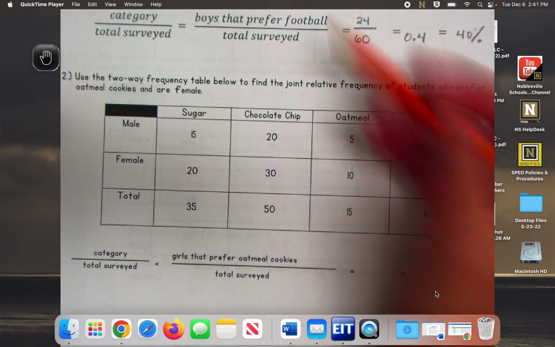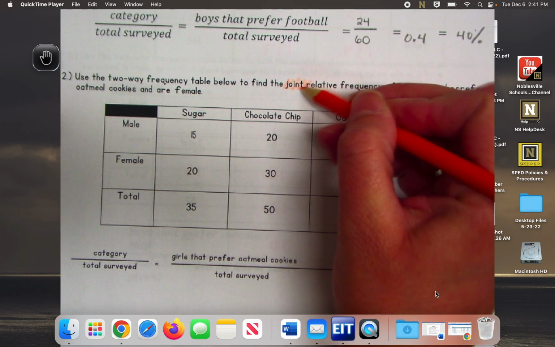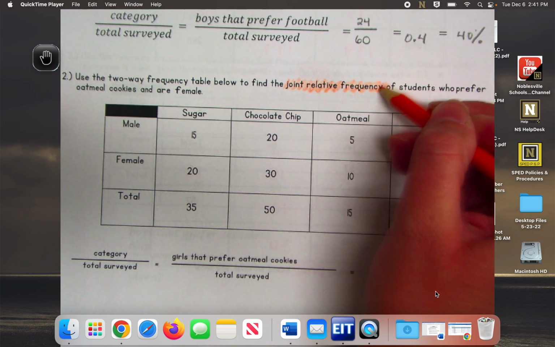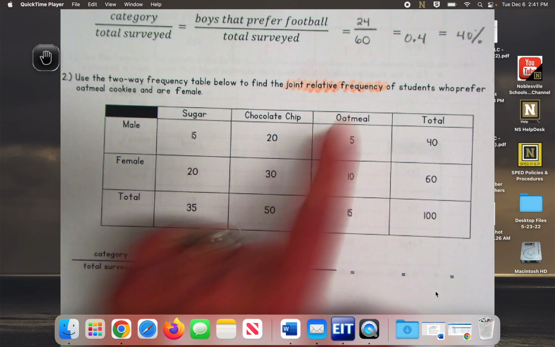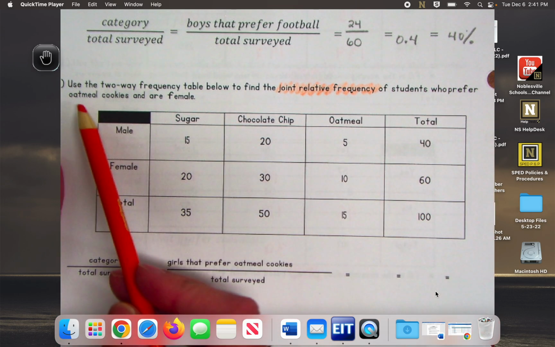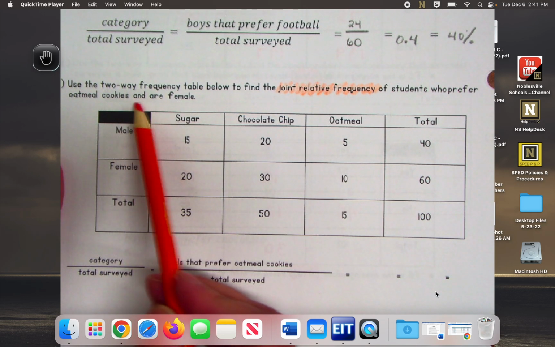We're finding joint relative frequency, and there's a reason that I'm highlighting all these, because they all kind of sound the same. We have joint, marginal, and conditional relative frequency. So highlighting them helps us remember which one we're doing. We want to find the joint relative frequency of students who prefer oatmeal cookies and are female.